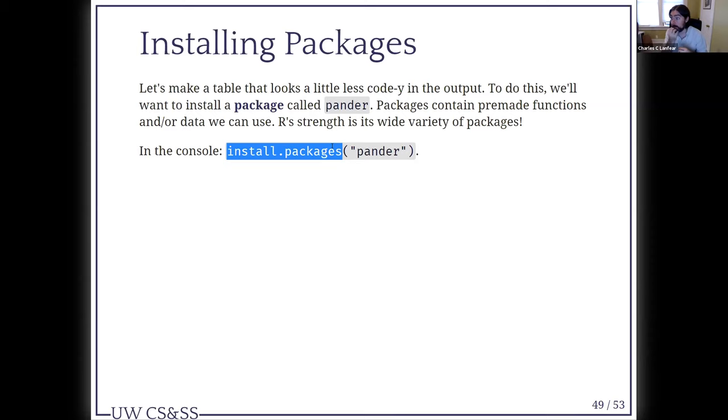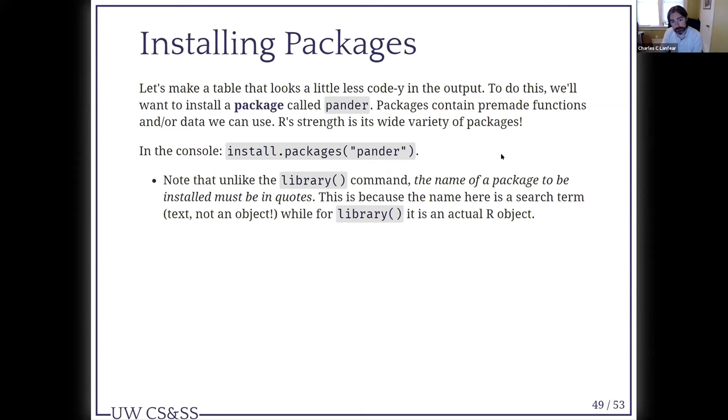A package that I want you to use in your homework and occasionally in this class is the package Pander. If you want to install Pander, in your console, write install.packages, Pander, and make sure to put Pander in quotes. Basically, you're putting a search term here. You're telling R that it needs to go search for something named Pander and download it. Pander isn't an object, it's a name, so you're putting it in quotes. Unlike the library command I'm going to show you in a minute, the name of the package here has to be in quotes. When you load a package, you don't have to quote it because it's an actual object that exists in R. Just know this difference.